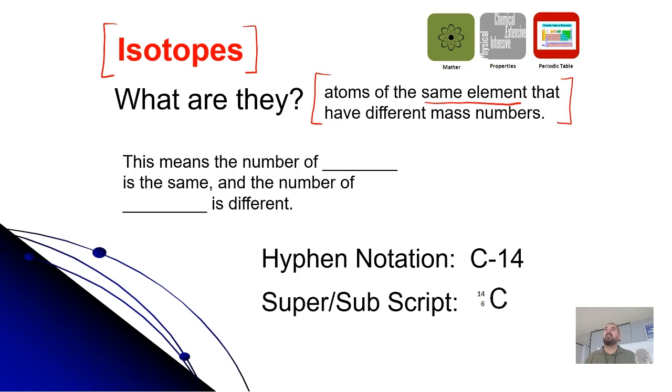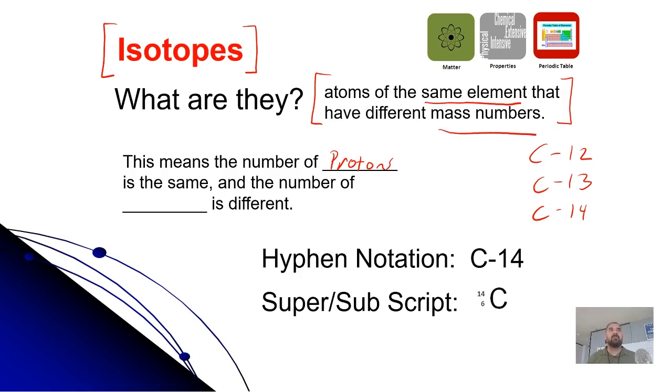If they're the same element, what do we know that they have in common? All right, protons, good. So if they're the same element, then they have the same number of protons. Examples being C12, C13, and C14. All of these are carbon. They all have 6 protons. So all isotopes of the same element are going to have the same number of protons. They are going to have a different mass number, though.